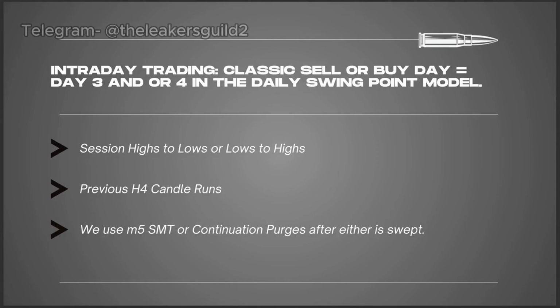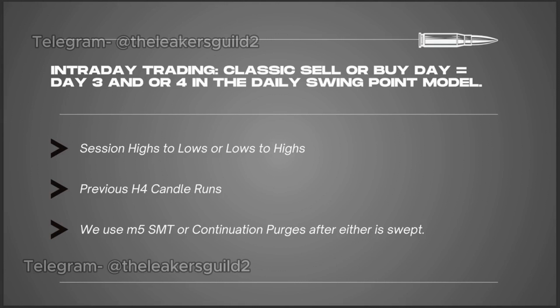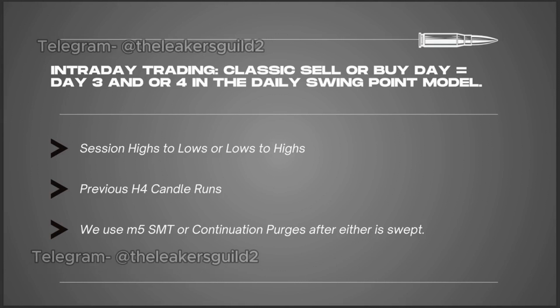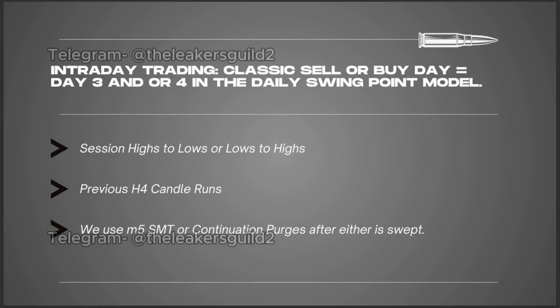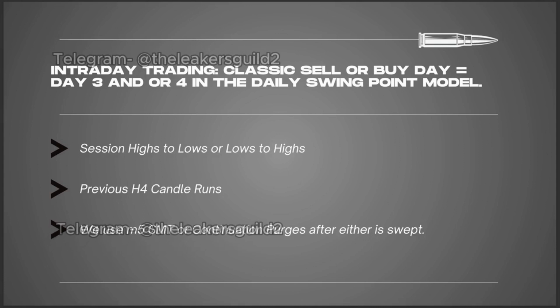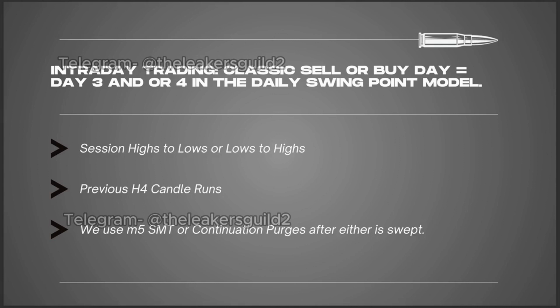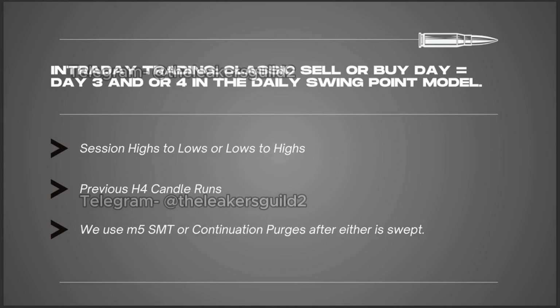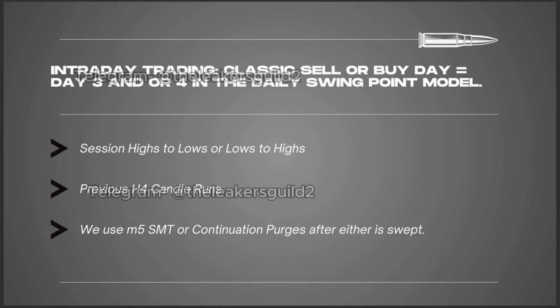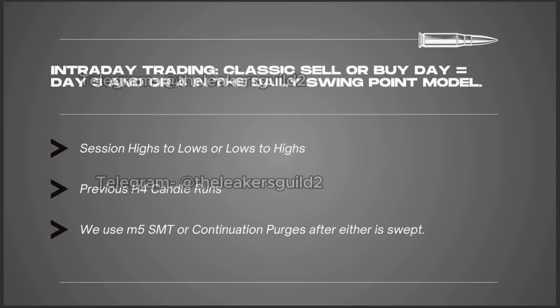Right, so lastly, let's talk about intraday trading. The classic sell or buy day is day number 3 and or day number 4 in the daily swing point model. So on this, we're going to be focusing on session highs to lows or lows to highs. We're going to be focusing on 4-hour previous candle runs, and we're going to be using 5-minute SMT or continuation purges after either one is swept.